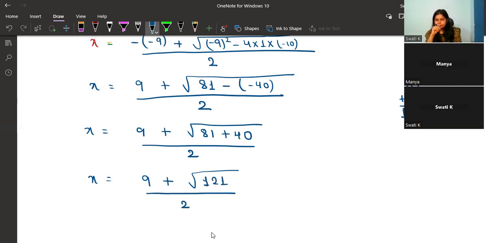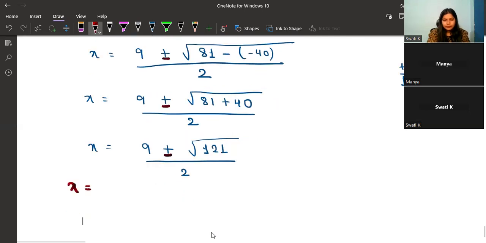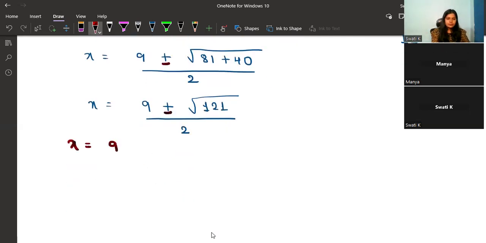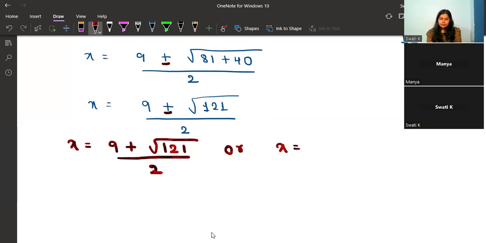What is your next step? Do you want to put the minus sign also now? Yes. So minus, minus. So now you'll separate it, right? How will you separate it? Can you tell me the step? 9 plus, 9 plus in square root 120. No, 121 by 2. X equal 9 minus, yes, in square root 121 upon 2. Correct. Next step.